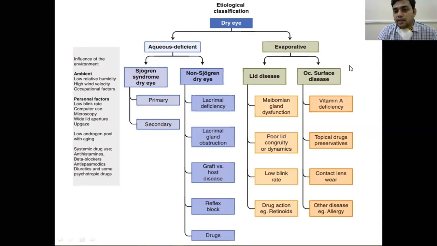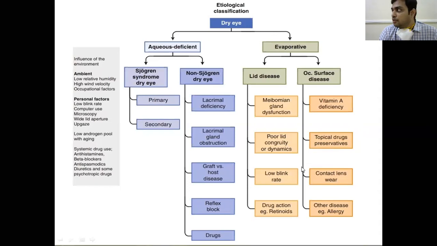The other category is ocular surface diseases. These are extrinsic causes which can be prevented. The first one is vitamin A deficiency. Vitamin A deficiency will lead to xerosis and keratinization of the epithelial tissue, and it leads to evaporative type of dry eye. And due to the inadvertent use of certain topical drugs which contain preservatives, these preservatives act as inflammatory precursors, and it leads to ocular surface diseases. So that finally leads to evaporative dry eye.